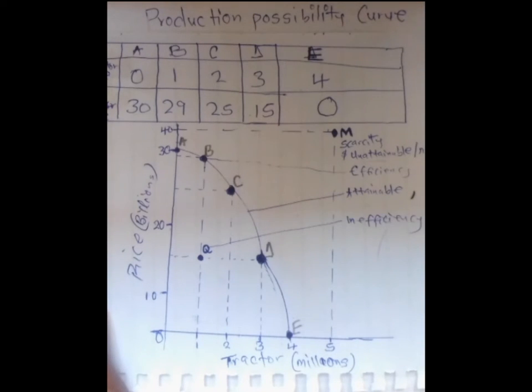Production possibility curve is also known as production possibility frontier. It is a curve that shows the maximum quantity of goods a country can efficiently and effectively produce given its technology and available resources.